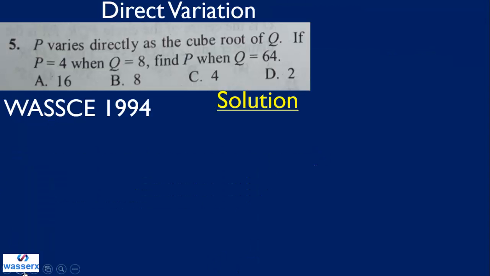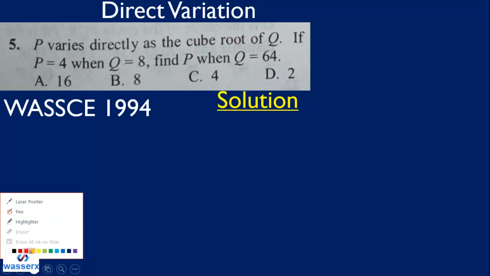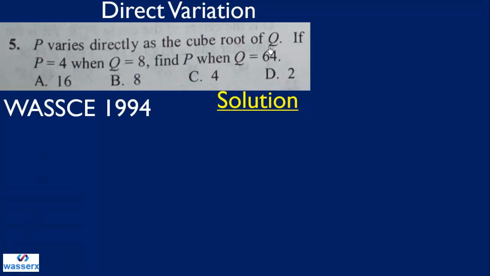So we have this first one: p varies directly as the cube root of q. If p is equal to 4 when q is equal to 8, find p when q is equal to 64. So we write p varies directly as the cube root of q. Now we introduce a constant of proportionality, so we write p is equal to k times the cube root of q. So k is the constant of proportionality.